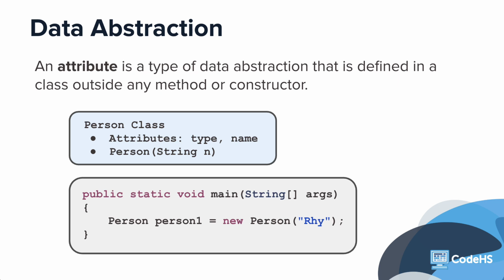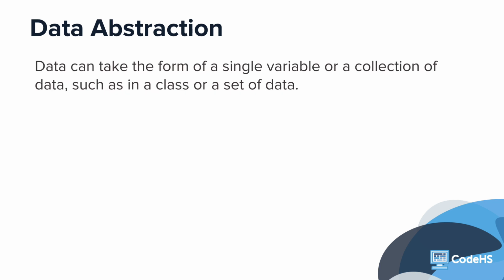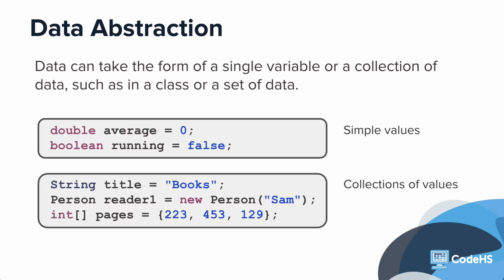In both cases, these attributes allow you to represent and manage the data associated with an object without needing to expose the details of how the data is used and stored. In this example, all you need to know is that the person constructor takes one string argument. Beyond that, the details of its implementation can be abstracted away. And finally, data can take the form of simple values or a collection of values.